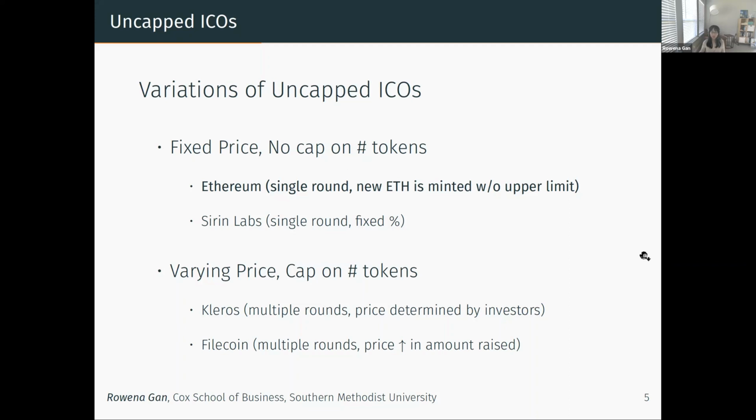The model in our paper is most similar to the Ethereum model, which had a single round of uncapped ICO, and new tokens are being minted on a regular basis and are given to miners.